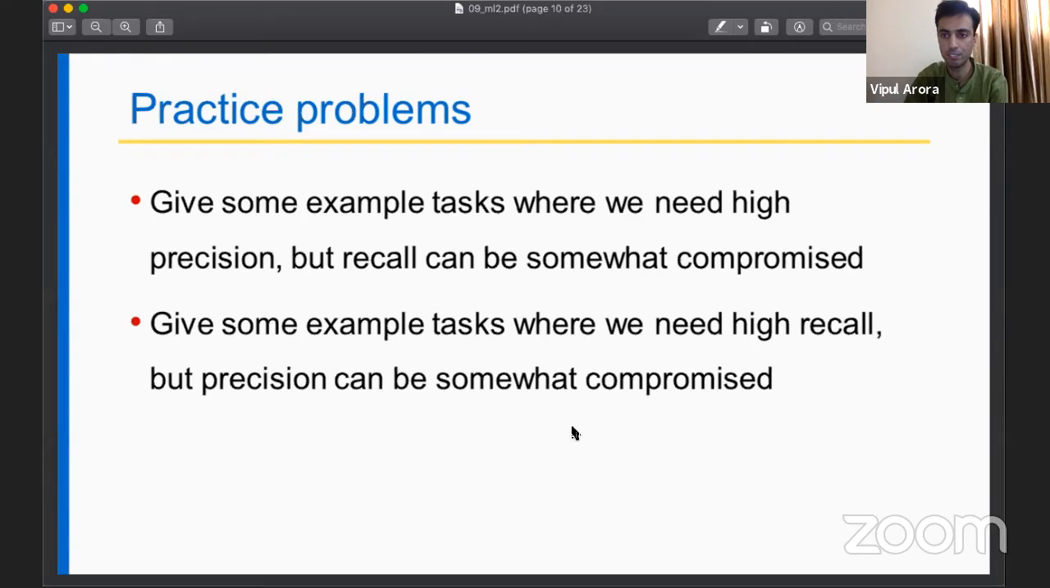Fraud detection. Yes, I need high recall. I don't want to miss any fraudulent case. If I miss a fraudulent case, I will lose all the money. So I need high recall, but precision can be somewhat compromised.